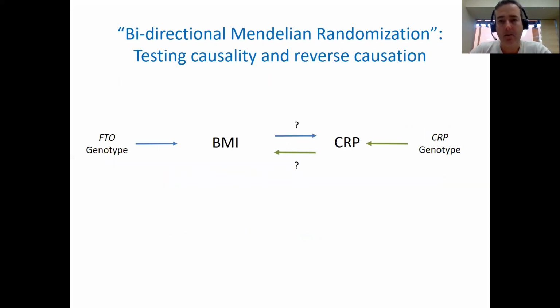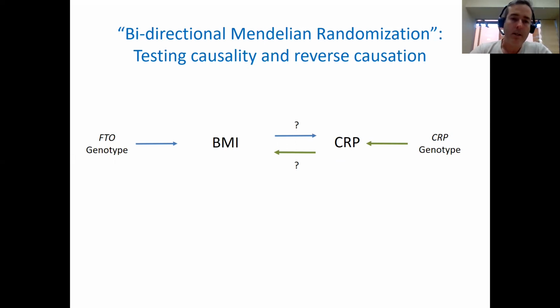In this example, we're going to be a little bit clever, and we're going to do something called bidirectional Mendelian randomization. This is basically testing for causality in both directions. We're going to look at the relationship between body mass index and serum C-reactive protein levels, and we're going to do Mendelian randomization in two ways. First of all, we're going to look at whether there is a causal relationship between CRP and BMI. We're going to proxy serum CRP by using a genetic variant in the CRP gene, and do Mendelian randomization looking at whether CRP causally affects BMI.